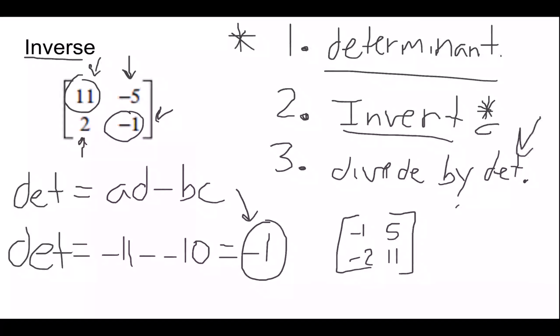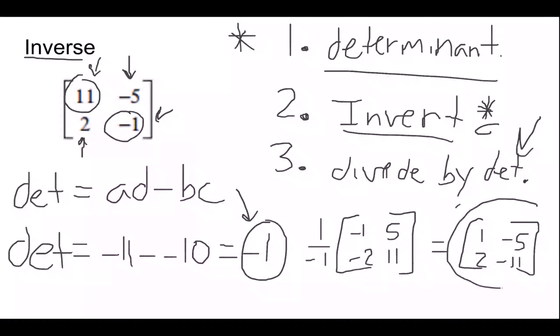So now we've found the determinant, we've inverted the matrix, and so our last step we have to do is we have to divide everything by the determinant. And the nice part for us for this example is the determinant is negative 1. So really all it's going to do is switch the signs of the things on the inside. So this should be 1, this will be negative 5, this will be 2, and this will be negative 11. And this final thing is my inverse matrix.